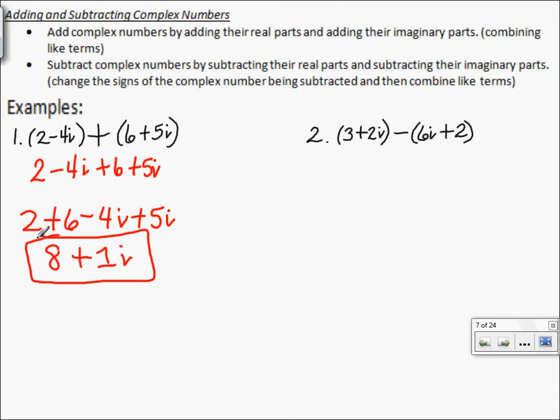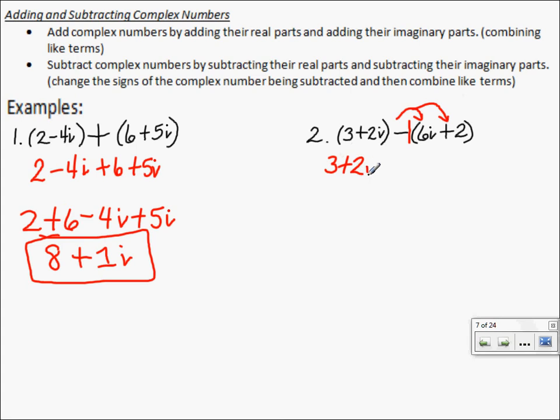Okay, for the next part, we have a subtraction. We have the quantity 3 plus 2i minus the quantity 6i plus 2. So up here in the instructions, it talked about changing the sign. What that really means is, there's a -1 up here in front of the parentheses, so we just want to distribute the -1, or just the negative, across everything.